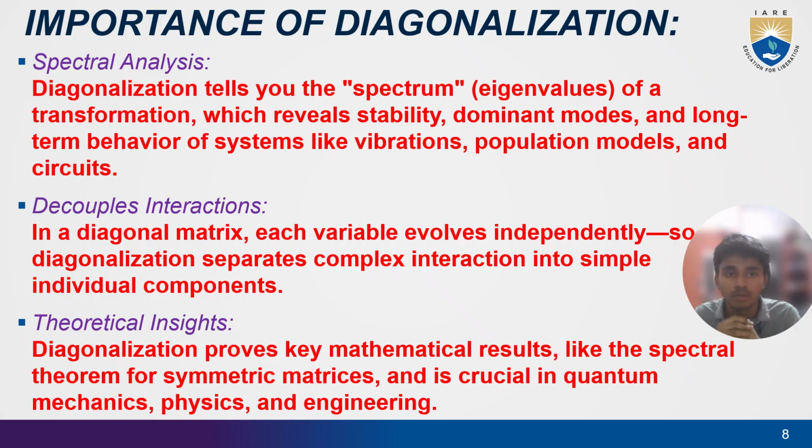Importance of diagonalization. Spectral analysis: diagonalization tells you the spectrum, the eigenvalues, of a transformation, which reveals stability, dominant modes, and long-term behavior of systems like vibrations, population models, and circuits. Decouples interactions: in a diagonal matrix, each variable evolves independently, so diagonalization separates complex interactions into simple individual components. Theoretical insights: diagonalization proves key mathematical results like the spectral theorem for symmetric matrices and is crucial in quantum mechanics, physics, and engineering.